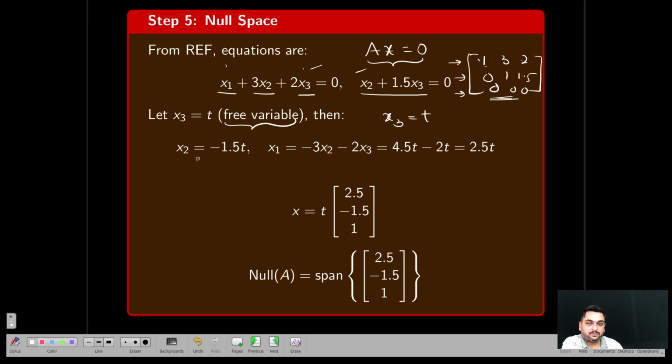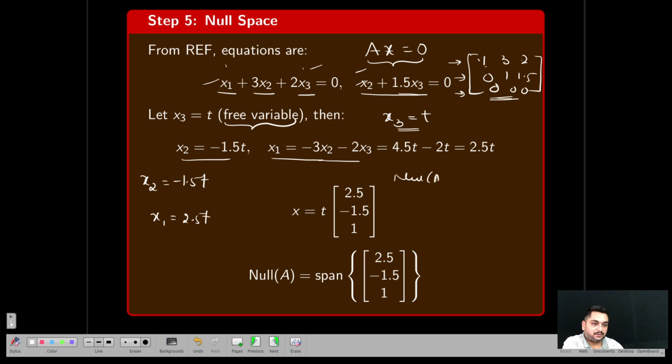That is how you solve a system of linear equations. When I explain systems of linear equations, we'll come to this again, and then you'll understand exactly what is happening. Now you put x3 equal to t, then find the solutions in terms of t. So x3 equal to t, then x2 is equal to minus 1.5 t, because x2 plus 1.5 x3 equal to 0. Similarly, x1 I will get as 2.5 t.